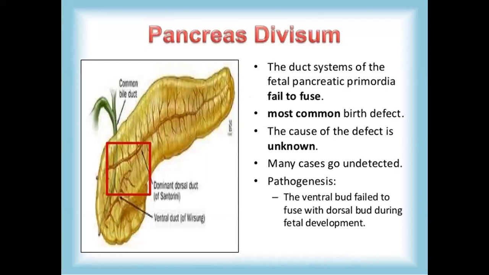The next disease which comes up, I'm just giving you the idea of the congenital anomalies. Sometimes they're asked in the MCQs, so you should better know a bit of all of them. Pancreas divisum: the duct system of the fetal pancreatic primordia failed to fuse. It is the most common birth defect. The cause of the defect is unknown. Many cases go undetected. The ventral bud failed to fuse with the dorsal bud during fetal development, as shown in the picture.